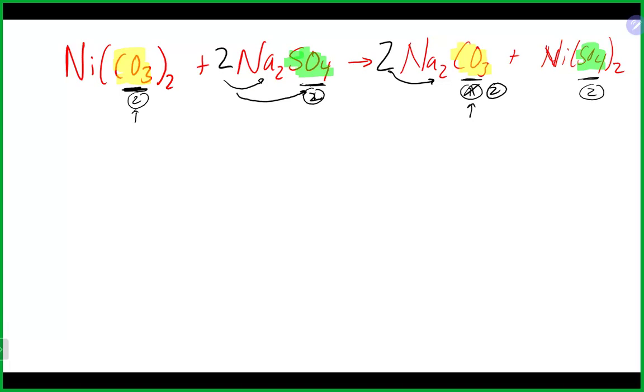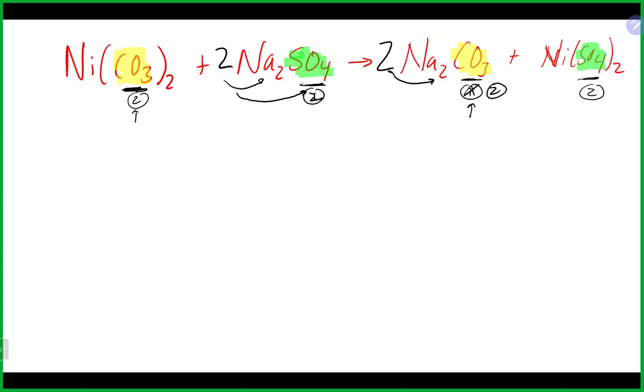I have two. I'm good. I'm done. I'm balanced. Yes. So it's much, much quicker. It's much, much easier and probably less room for error if you have polyatomic ions on both sides of the arrow to just balance those guys.